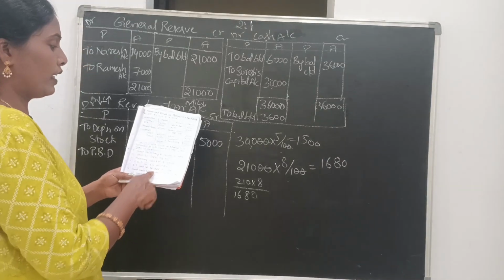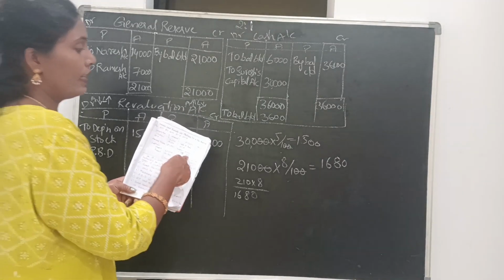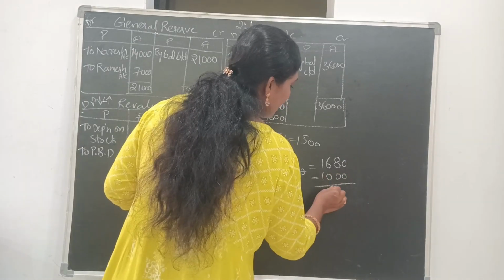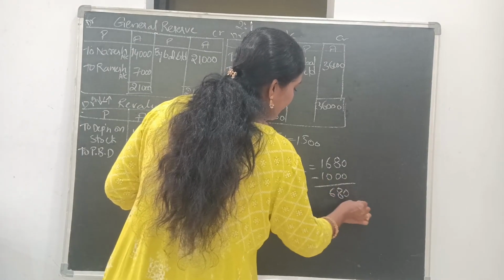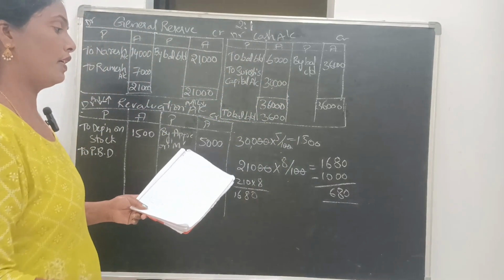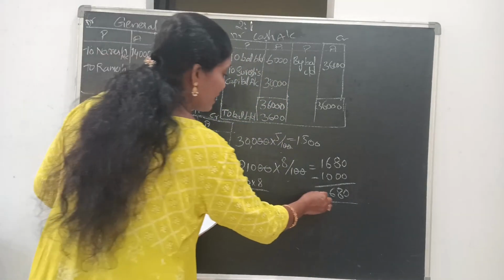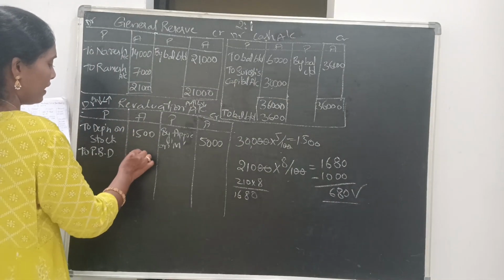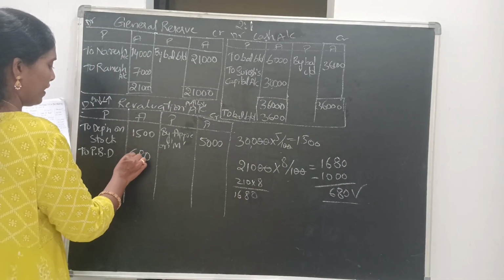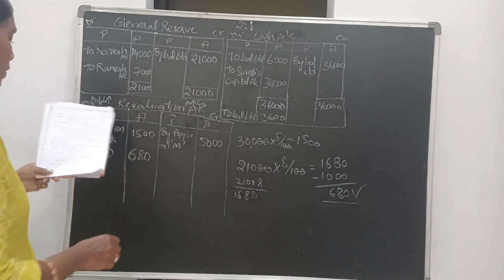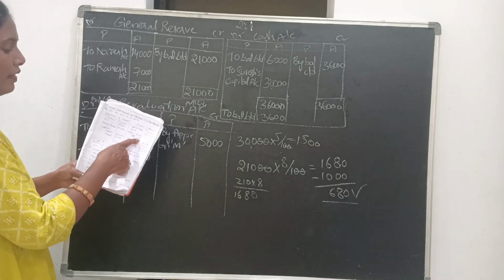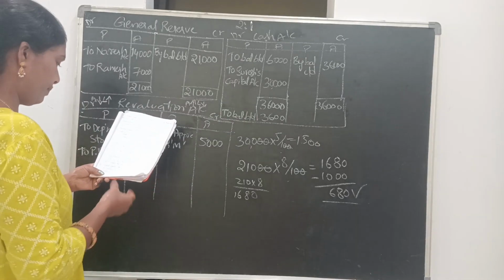Out of 1680, already provision is there, 1000 rupees. So deduct this. 680 is the remaining provision for bad debts. So this 680 you should show in the revaluation account. 680 is the provision for bad debts. Why? Because the existing provision is already given in the balance sheet.